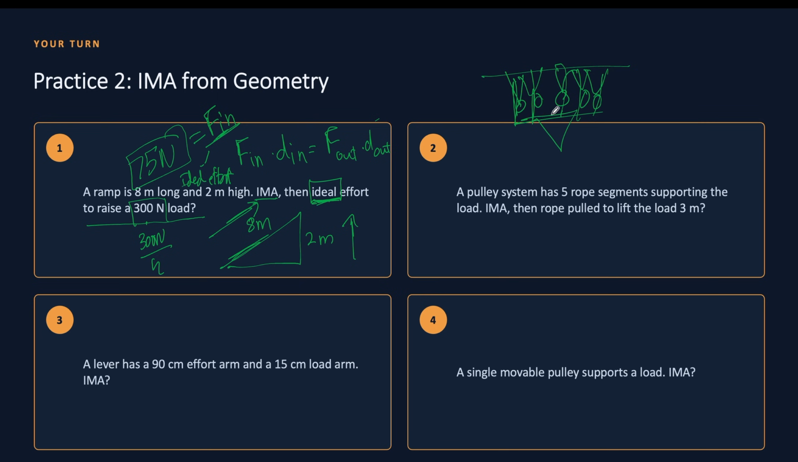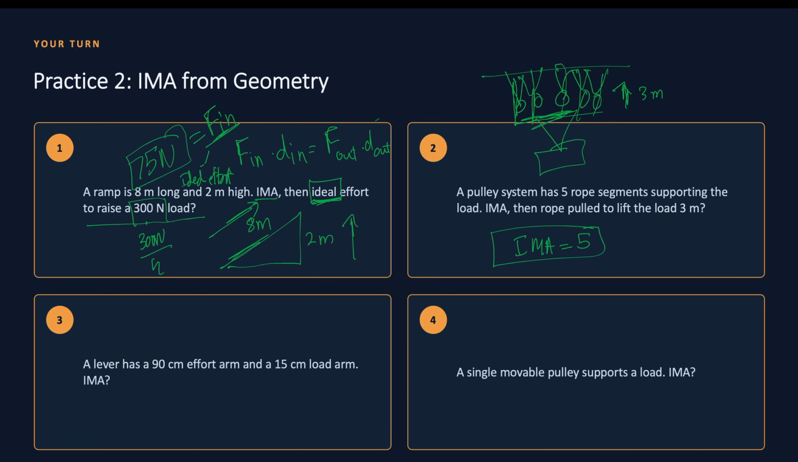Then over here, some load. Okay, so how much do I have to pull to lift the rope 3 meters? My ideal mechanical advantage for pulleys is the number of pulleys, right? Because the number of pulleys I have, that much times easier it's going to be lifted. So my ideal mechanical advantage here is going to be 5, because there's 5 rope segments.